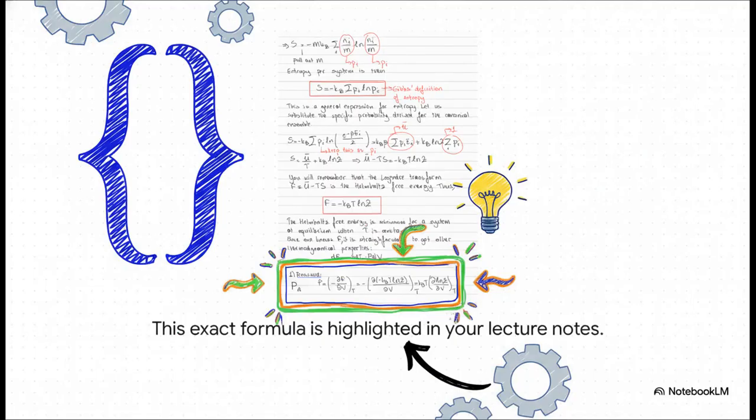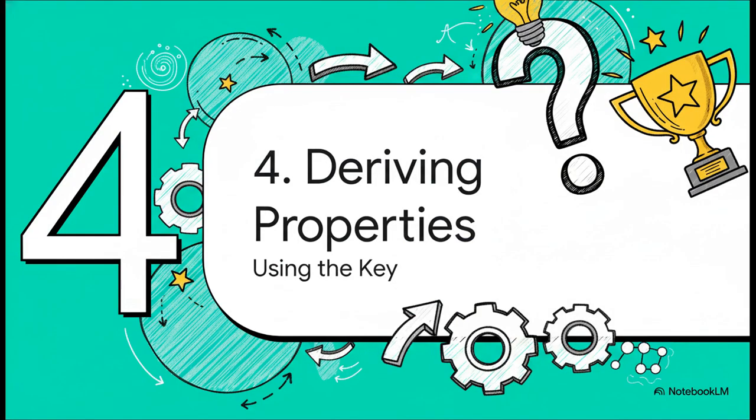And you can see how important it is right here in your own notes. I mean, the text says it right there. Once F is known, it's straightforward to get other thermodynamical properties. That's the whole point. All that hard work you did to find Z pays off right here, because now you have F. So let's actually see how this works.